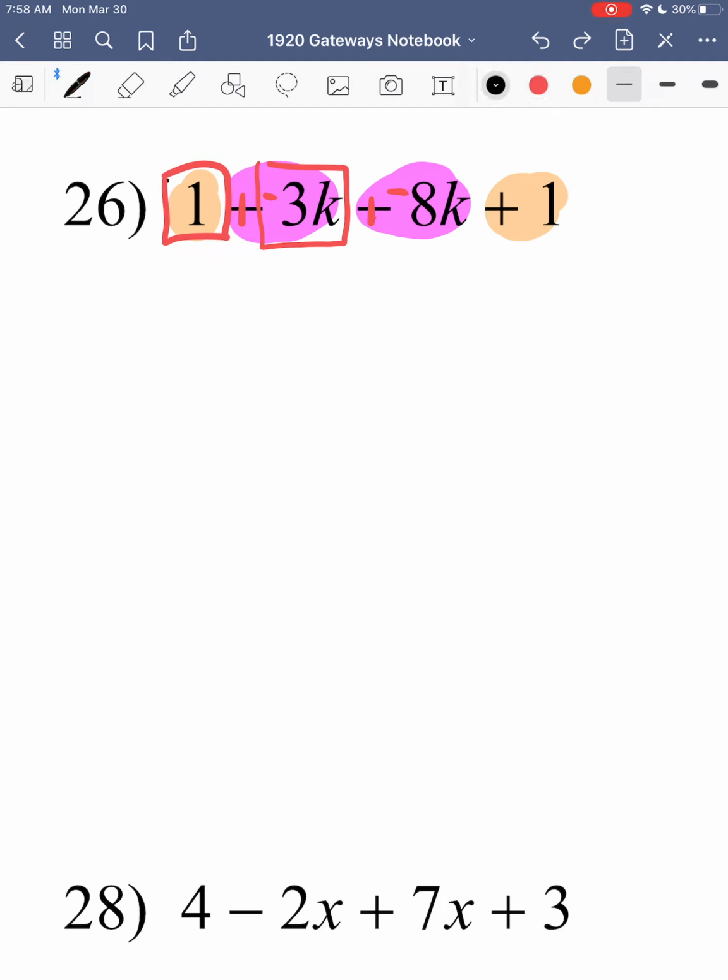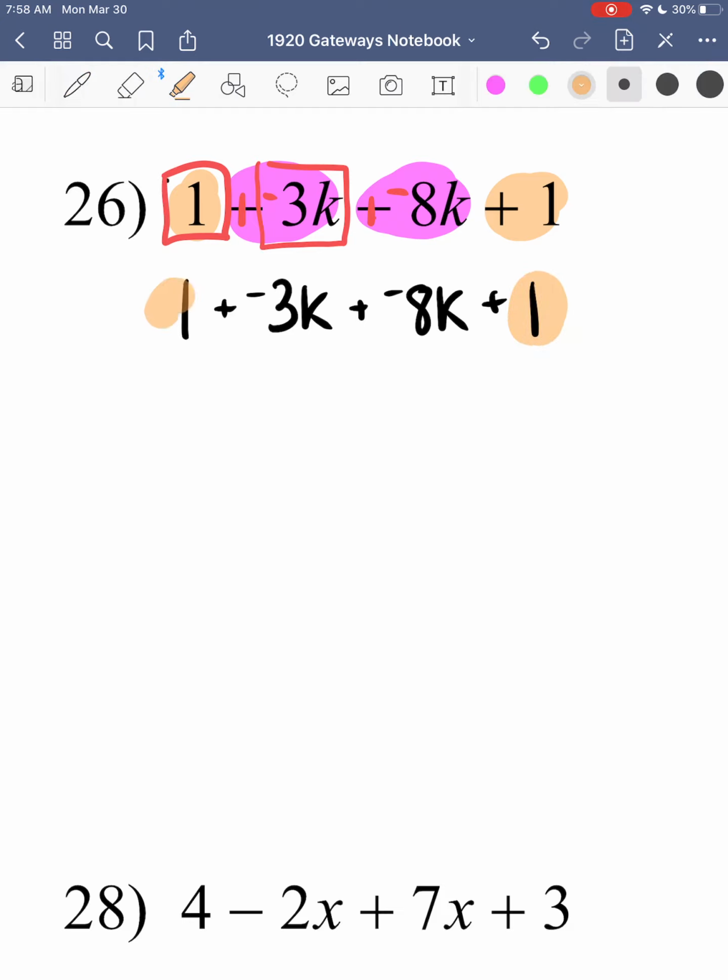And just like in Gateways 2 and 4, let's rewrite everything we got here. Let's make it nice and pretty the way we want it, not the way the typewriter types it out. Okay. So, if you remember from the question we just did, the ones that are in peach here are like terms. So 1 and 1 are like terms, and also negative 3k and negative 8k are also like terms.